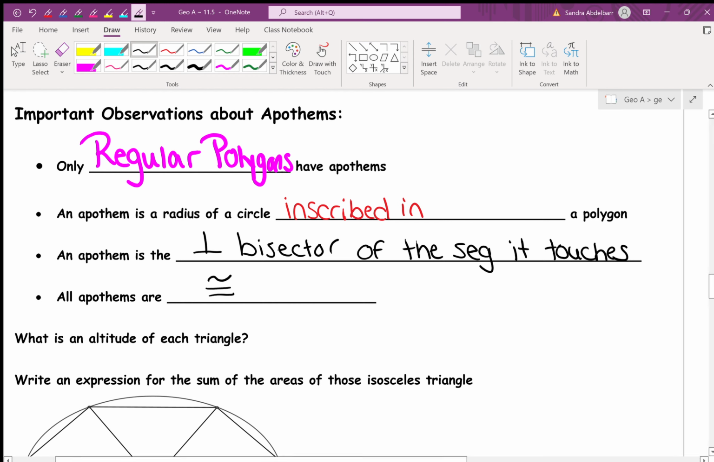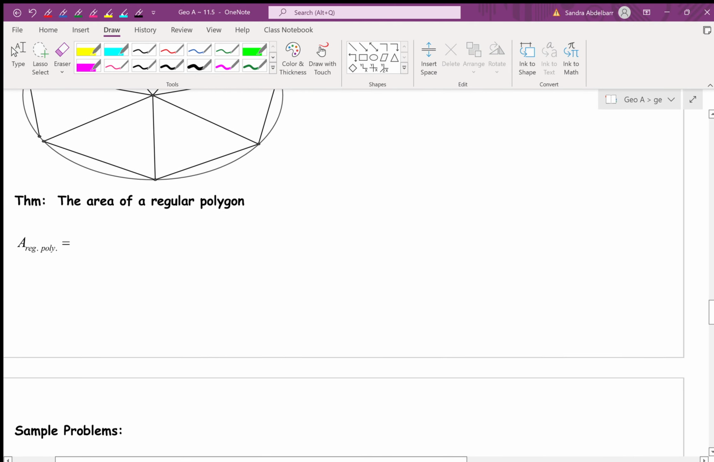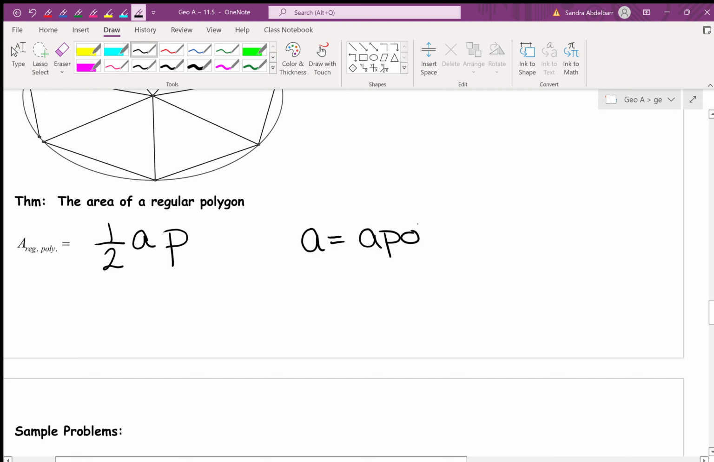Okay, in the past, at this point, I would have you derive by yourself a formula for finding the area of a regular polygon, but I'm going to save you that brain power, and I will just tell you the area of a regular polygon is going to be half the apothem times the perimeter. So A is the apothem, and P is the perimeter.